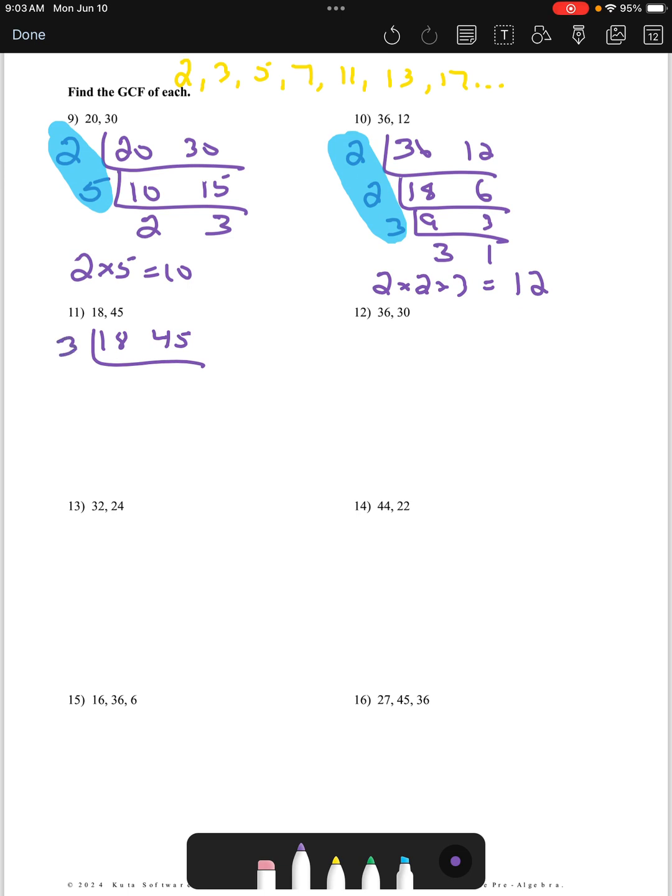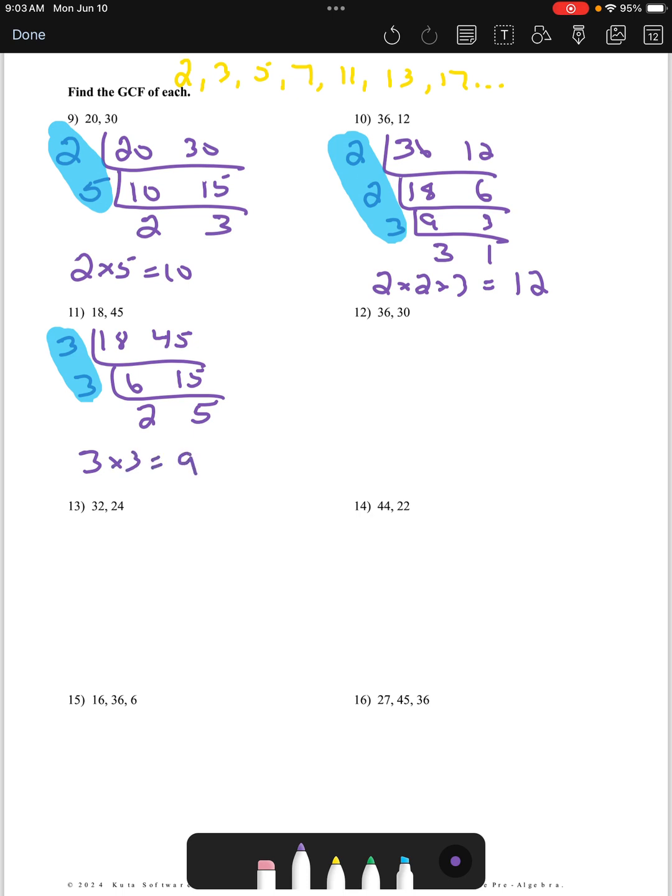18 and 45. Will they both divide by 2? No. 45 is not even. Will they both divide by 3? Yes. 18 divided by 3 is 6, and 45 divided by 3 is 15. Will they both divide by 3? Yes. 6 divided by 3 is 2. 15 divided by 3 is 5. Once there are prime numbers on the bottom, we're done.